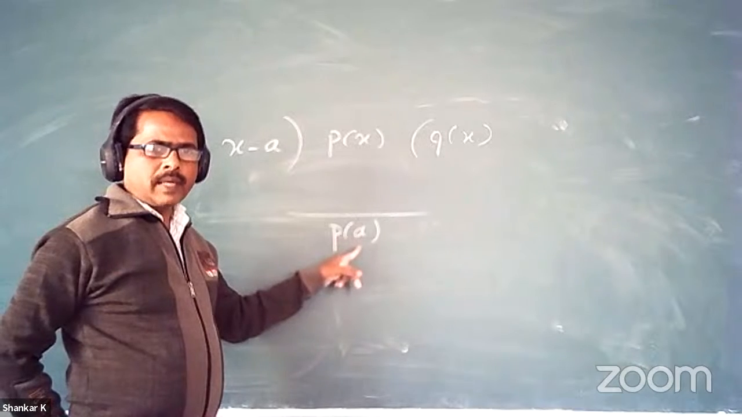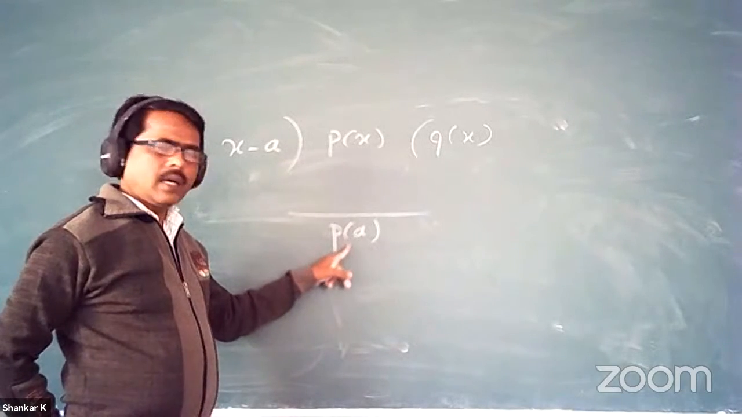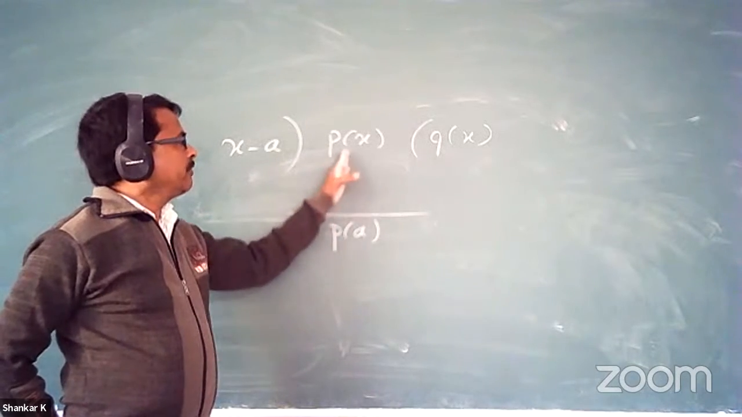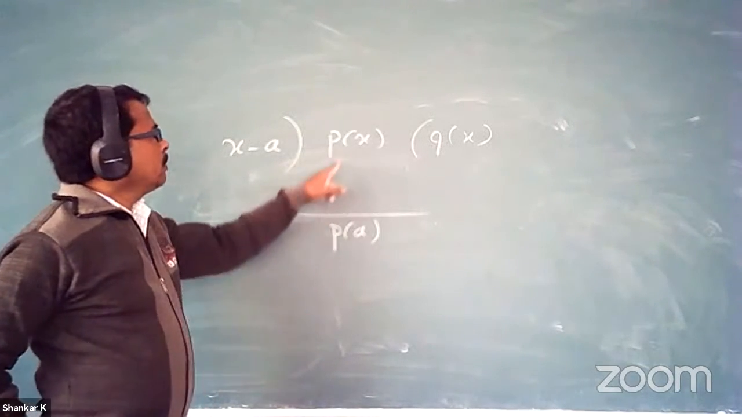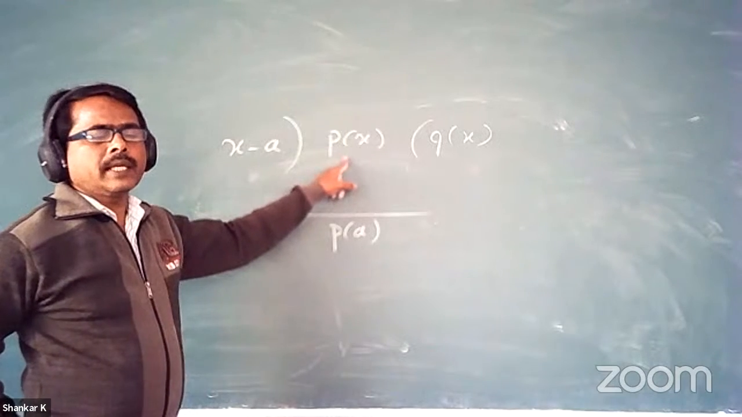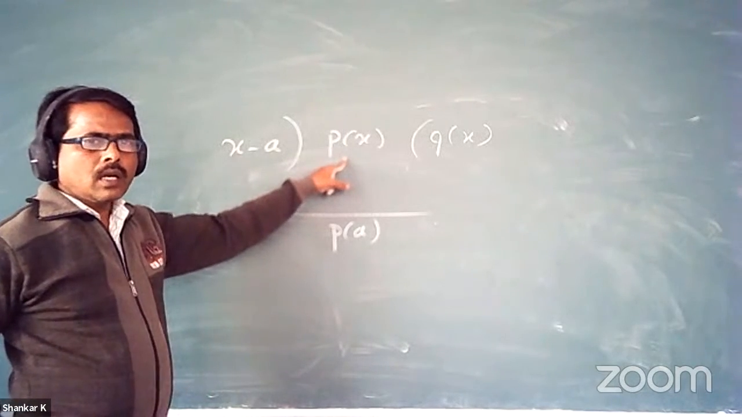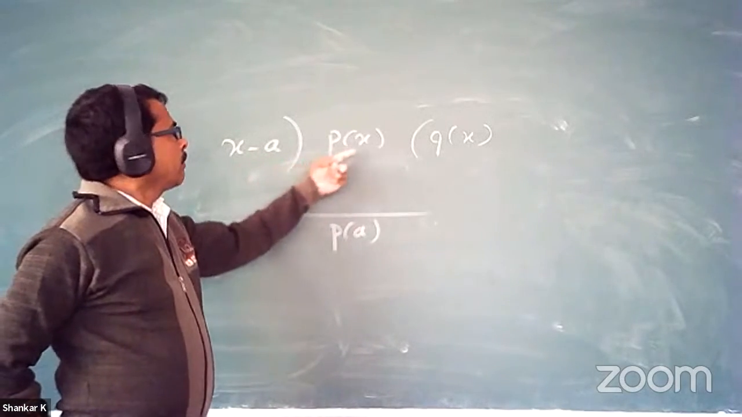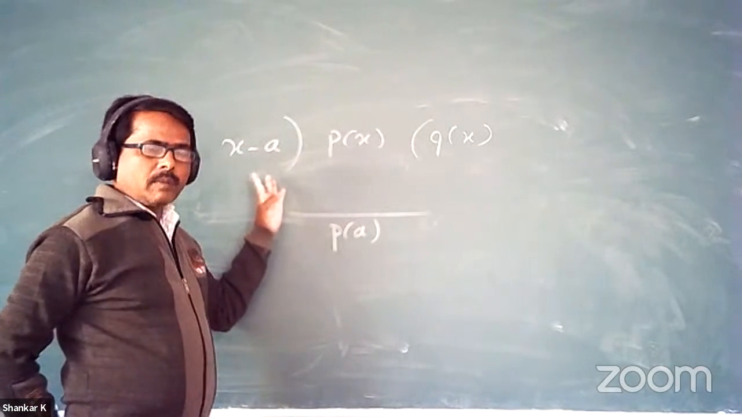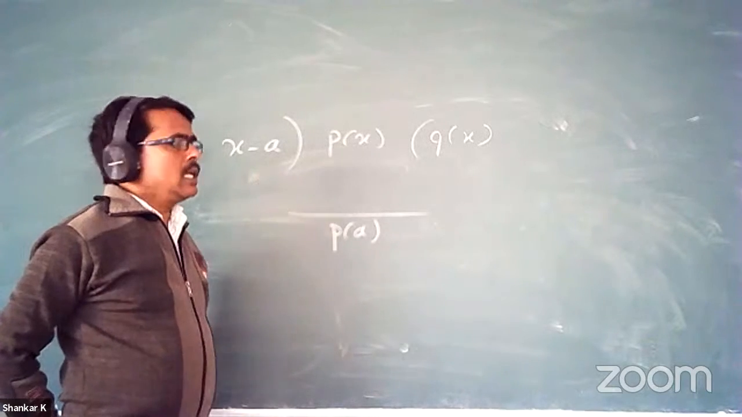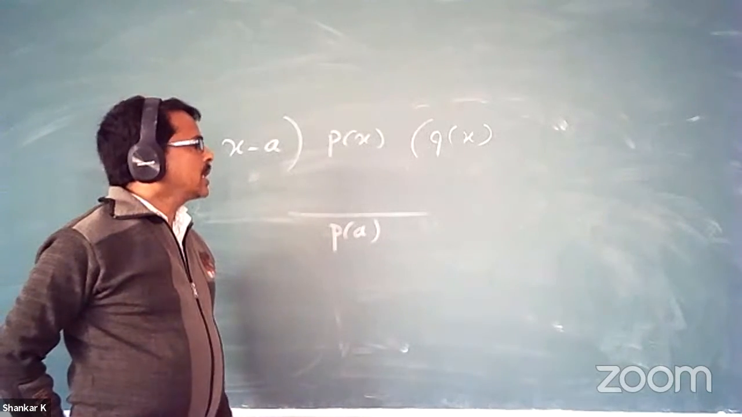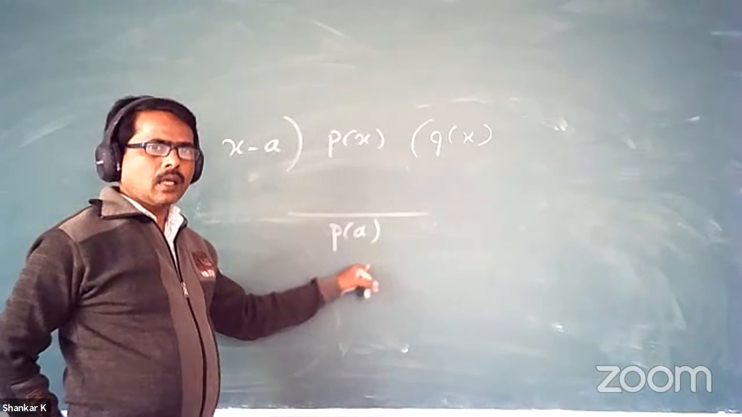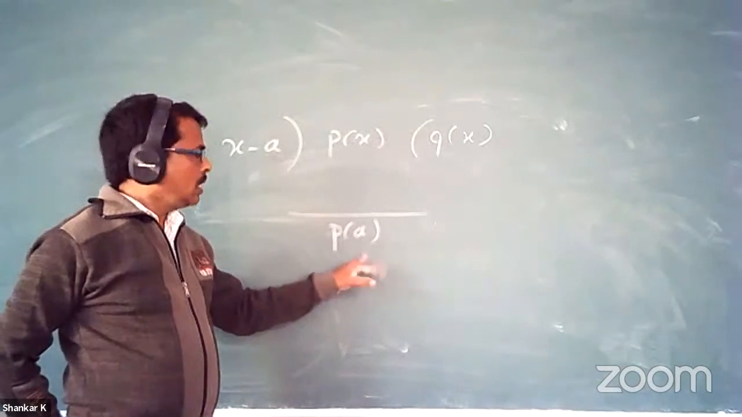Already we have used the remainder theorem. In the remainder theorem, P of a is the remainder. If P of x is a polynomial of degree greater than or equal to 1, and x minus a is a linear polynomial, when P of x is divided by the linear polynomial x minus a, then the quotient is given by Q of x and the remainder is given by P of a. Okay, we have studied this.